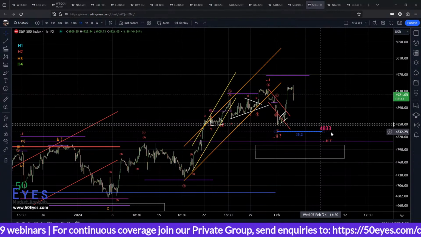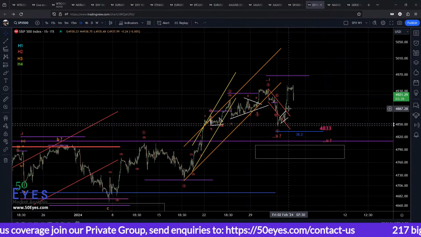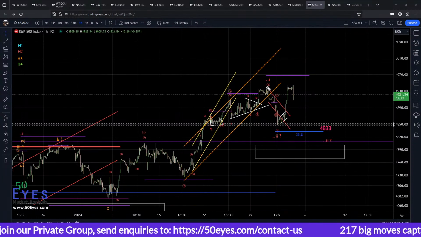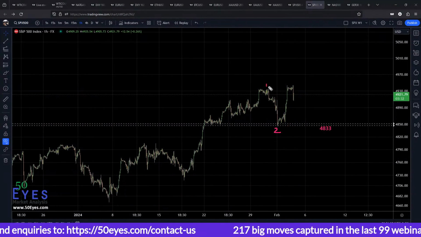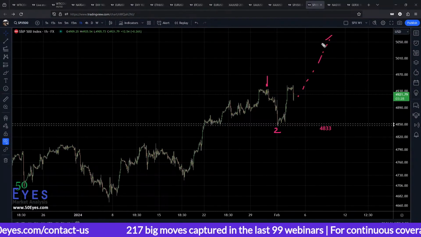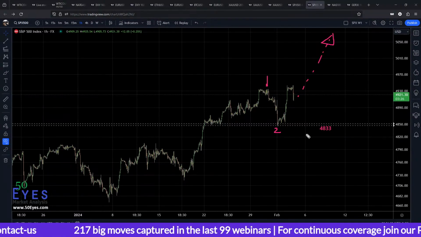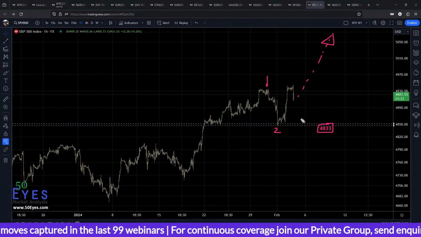So the expectation is that around 4833 is the maximum it can go, and then reverse. The main idea is that this is the one already complete. This is the two already complete. And we are still waiting for the three to show its true nature, taking it to 5,000 plus. Downside, as I just said, 4833 is what we are expecting to give support.